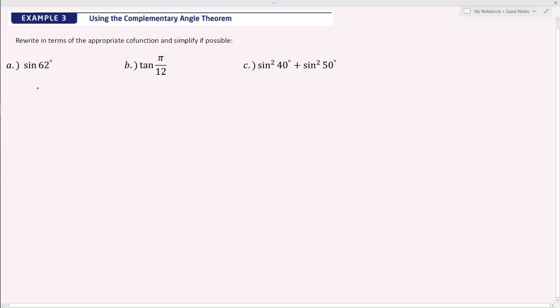So I need a complementary angle for 62 degrees. Complementary angles add up to 90, so if I take the 90 and subtract the 62, I'll have a complementary angle of 28 degrees. And I know that the co-functions of complementary angles are equal. So whatever the sine of 62 degrees is will be the same as the cosine of 62 degrees' complement, which is 28 degrees.